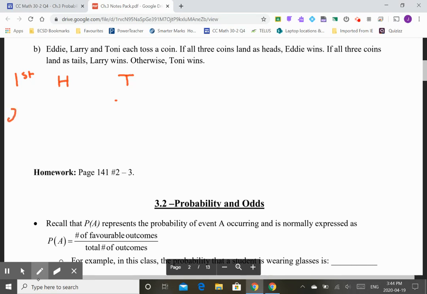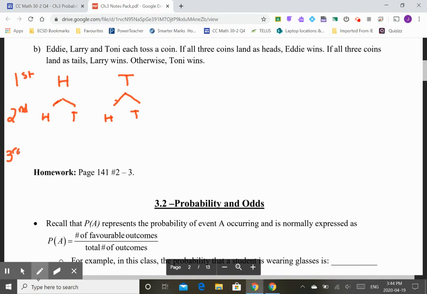Then we're going to toss the second coin. Now, we're not sure right now what happened with the first coin. We just know that there's 2 outcomes. But with the second coin, it could either land on heads or tails if the first landed on heads, or if the first landed on tails, the second could also land on heads or tails. So what happens now is we have 4 possible outcomes. Heads and heads, heads and tails, tails and heads, tails and tails.